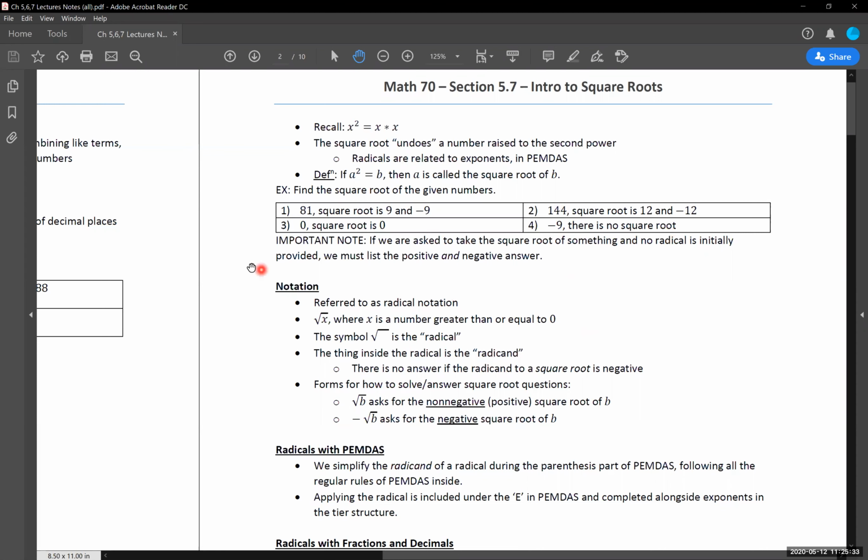Okay, so again, this is the main important note that I want to make for you guys here. If we are asked to take the square root of something and no radical is initially given to us, meaning no symbol that we have here of a radical, which we're going to get to in a bit more detail in a second, then we absolutely must list the positive and the negative answer. Because we do not know if we're being asked about what's the positive square root, what's the negative square root. We're just being asked, what is the square root? Which means we need to list both possibilities. And if we do not do that, we're going to lose points. So we need to answer as specifically as we can based on the answer that we are being asked.